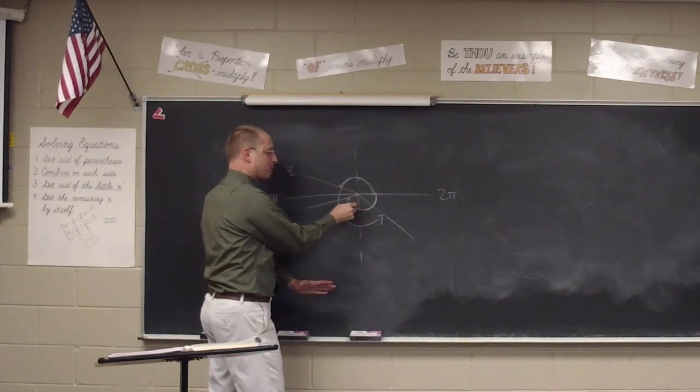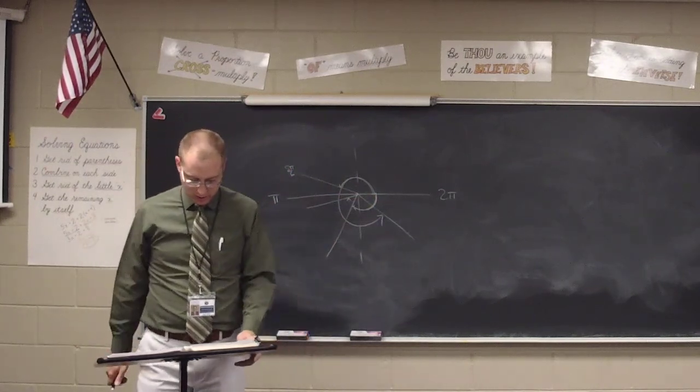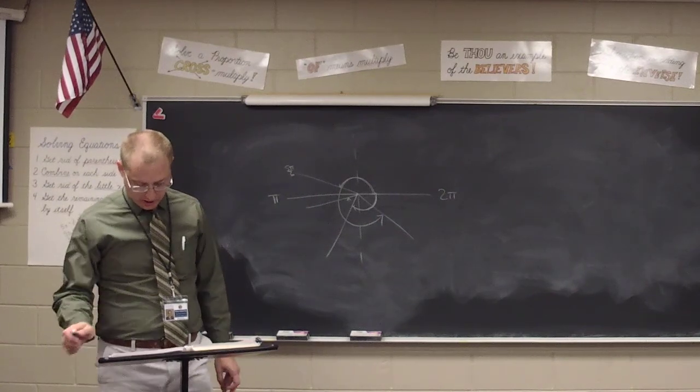A little bit more than that, somewhere right around here. Still in the third quadrant though, right? So what's positive? Tangent and cotangent. Everything else is negative. All right.